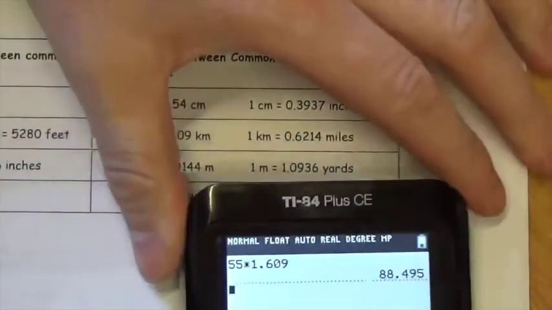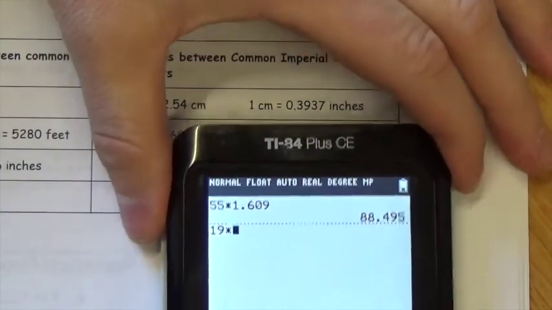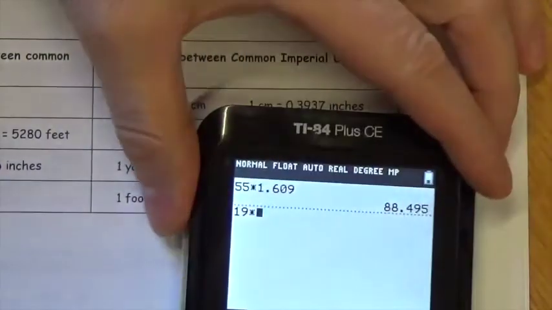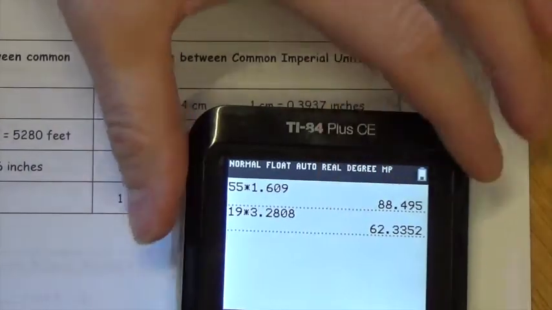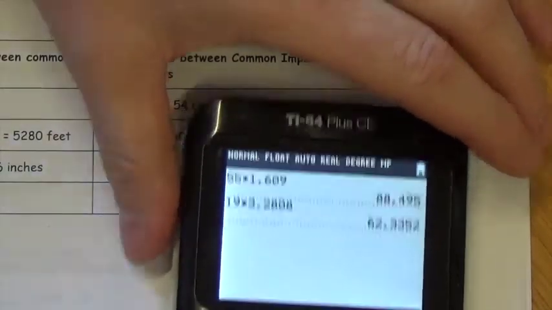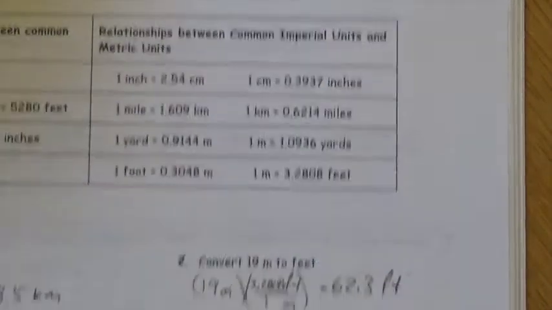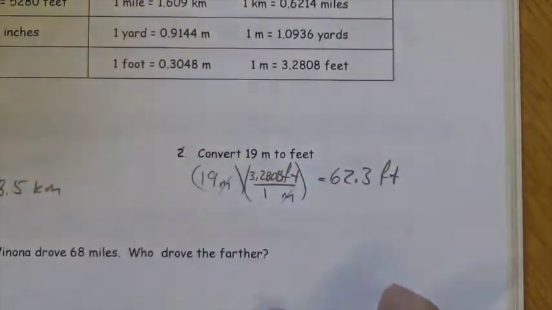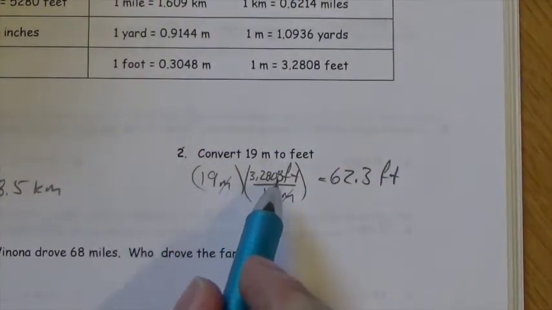Then I'm going to multiply 19 by 3.2808, and I get 62.3 feet. Whoops, sorry, can't see that. I slid that down there, but it's 62.3 feet. So we multiply 19 meters by 3.2808.